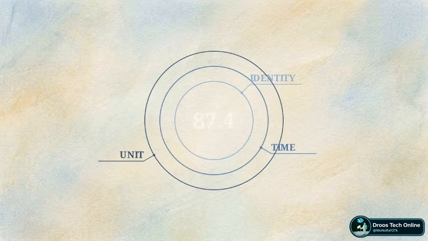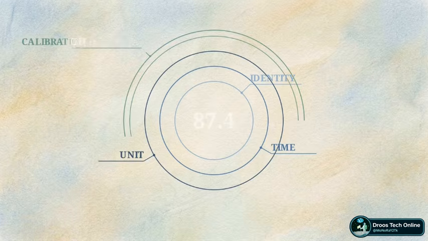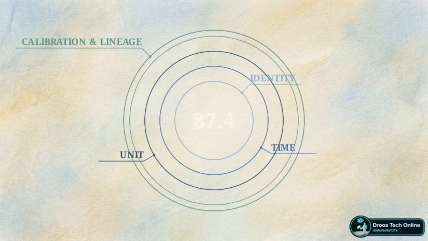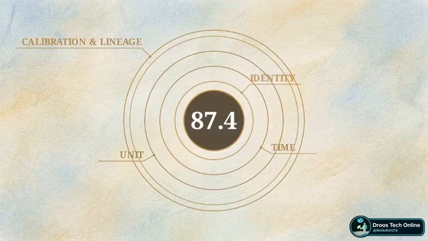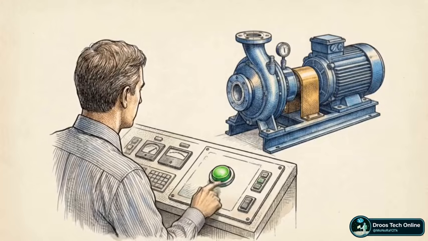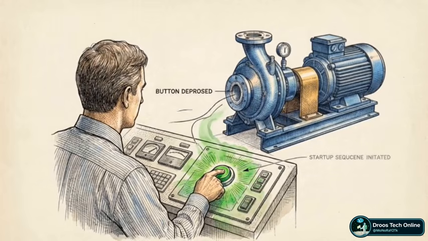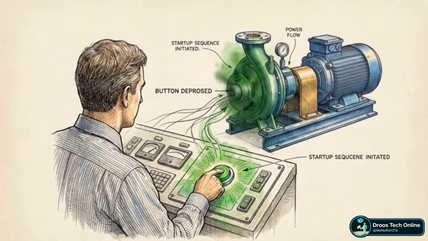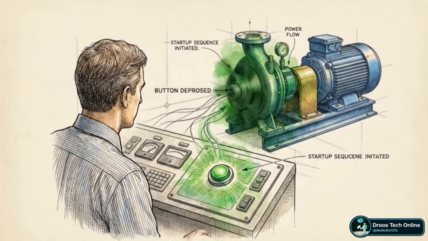We protect that value by wrapping it in layers of context: its precise identity, its timestamp, and its engineering unit. Finally, we add the sensor's calibration state and its full data lineage. This structure converts a simple number into decision-grade evidence. Making choices based on naked numbers is a risk. Operating on decision-grade evidence provides a verified basis for every action.